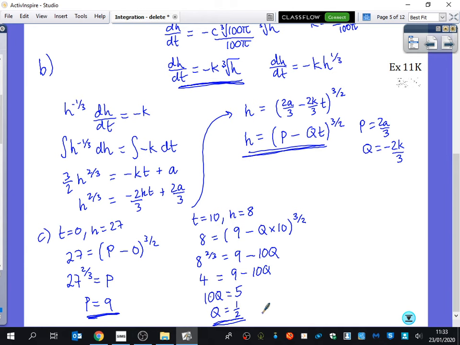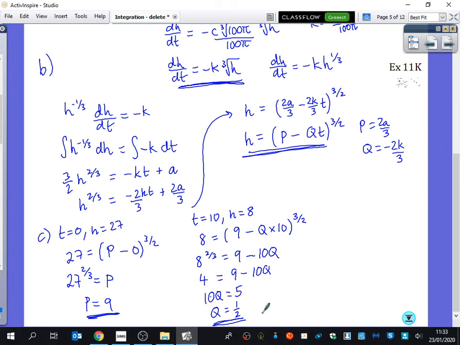Can you see now why we kept renaming the constants? Because we didn't want to deal with the cube root of 100 pi over 100 pi. We could just keep renaming the constants. There's not many questions where you'll do this. This is the hardest one I could find that I thought would prep you as much as possible.